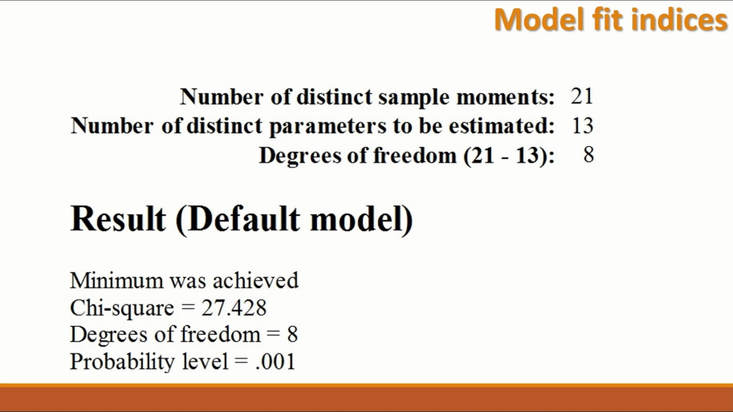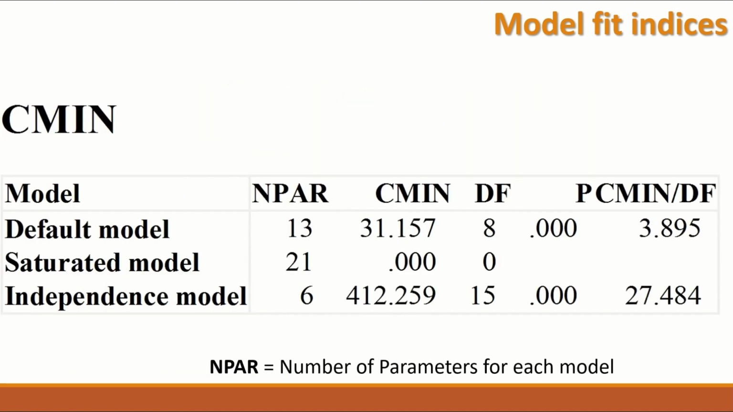So this is a description and a list of an output generated from CFA analysis. As shown here, the degrees of freedom is 8, the chi-square is 27.4, and the probability level is less than 0.05. So this is an indication that the model does not fit the data well, as shown in the next slide. The default model, as shown, has chi-square of 31.5, and df is 8, degrees of freedom.